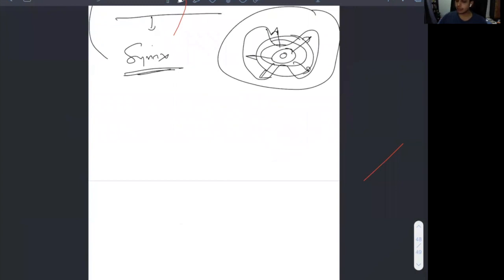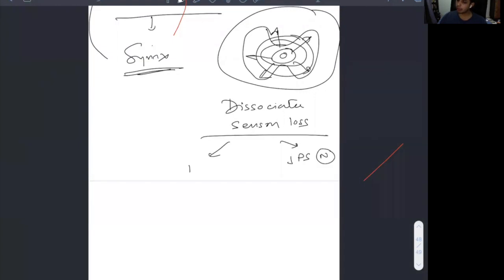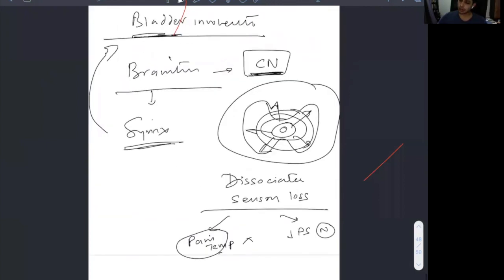In syrinx, you have something called dissociative anesthesia, dissociative sensory loss, which basically means that your joint position sense is normal and your pain and temperature is gone. The reason for that is that your pain and temperature fibers will cross in the center like this, and your joint position sense fibers are safely behind and they don't cross anywhere. So the compression reaches your posterior column quite late, but your crossing fibers of pain and temperature are at much greater risk of early compression.